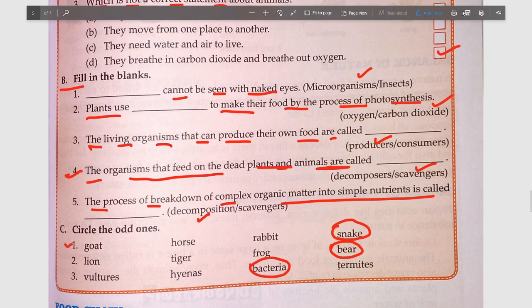Okay, so this is all for today. Watch this video and do this exercise for revision in your copy. In the next video, in the second part, I will explain the next part of the chapter. Till then, thank you.